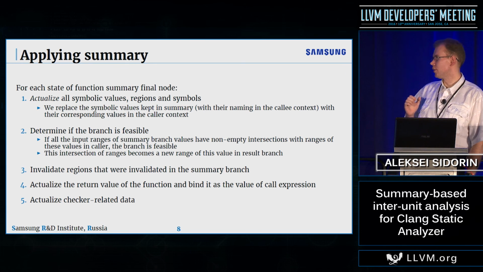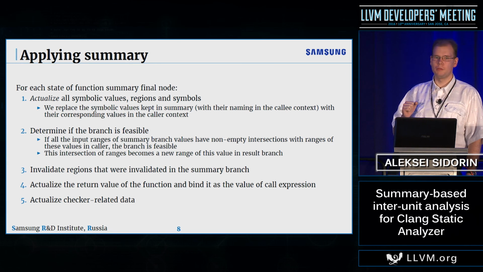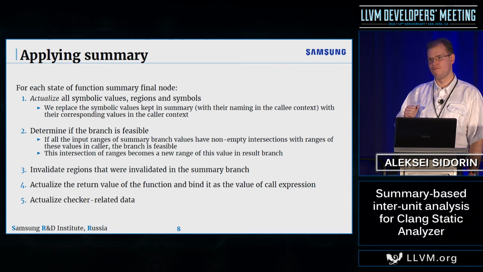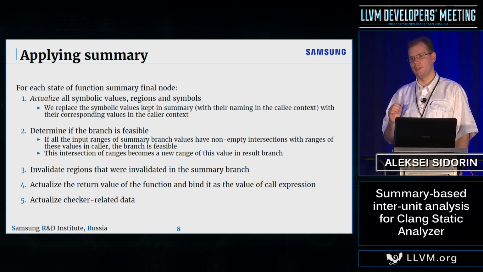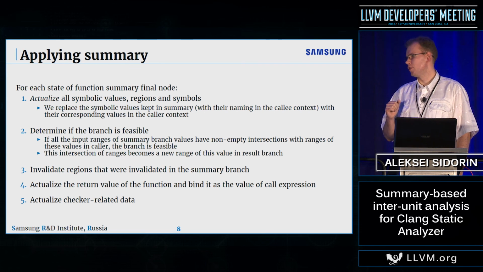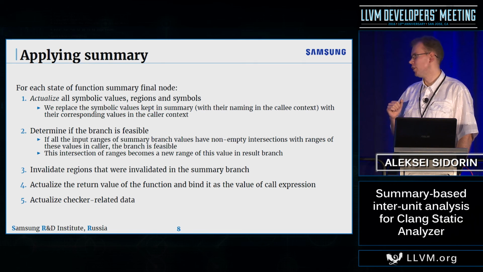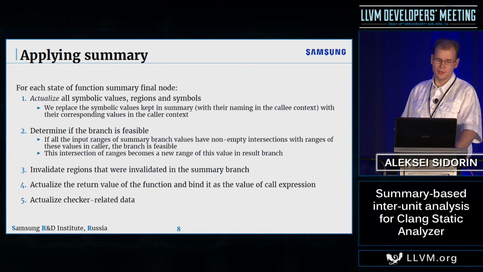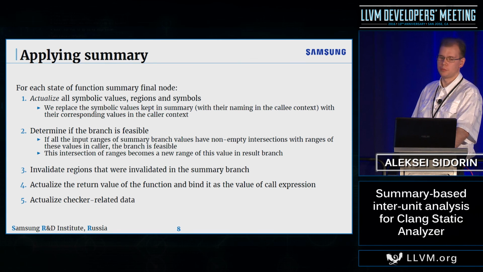And then we apply the information from the store to them. The store contains the writes to program memory and the invalidation marks. Then we actualize the return value of the function on different branches and bind it to the call expression where the function was analyzed. And finally, checkers participate in the summary application process.